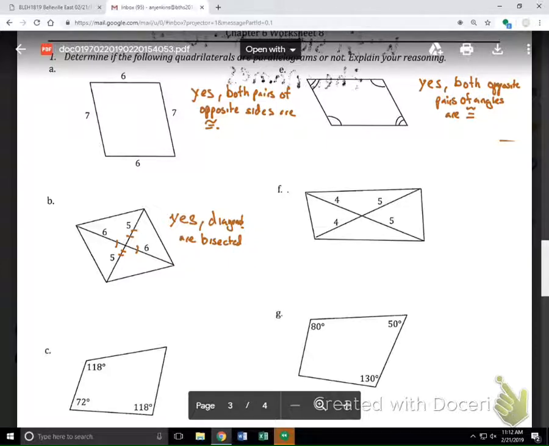Our next one. Is that one a parallelogram? That's a rectangle. We cannot say definitively if it is a rectangle, but no, it is not a parallelogram. How do you know? So we see that our diagonals have not been bisected. Yep, diagonals are not bisected.